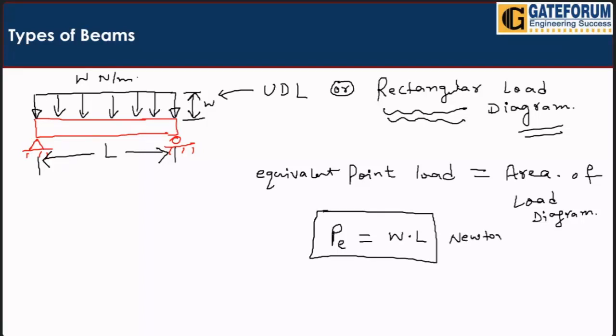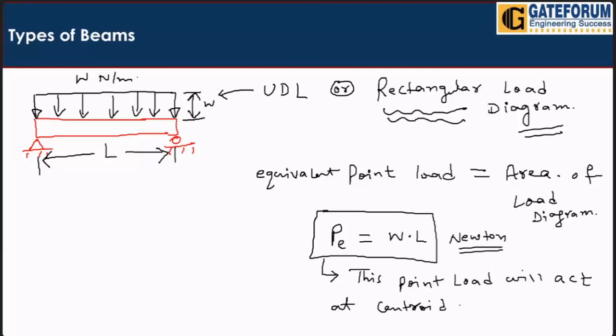I can say W into L in Newton, and this point load will act at the centroid of the load diagram. Please remember, at the centroid of the load diagram. That means, how is this rectangle, and where is the centroid of the rectangle?